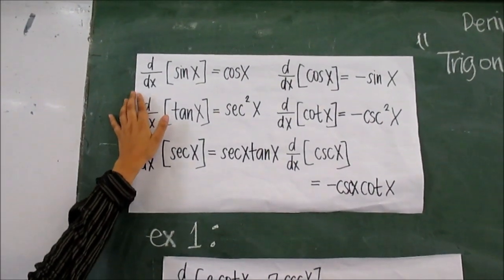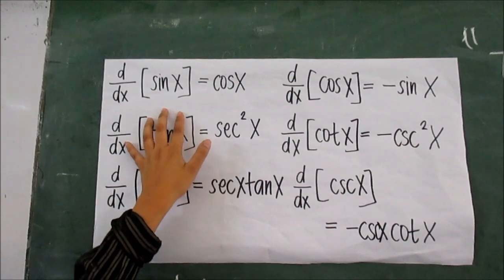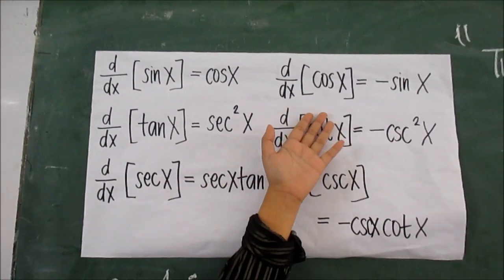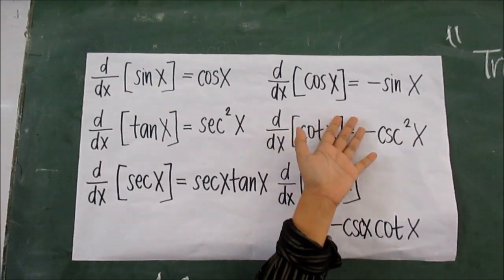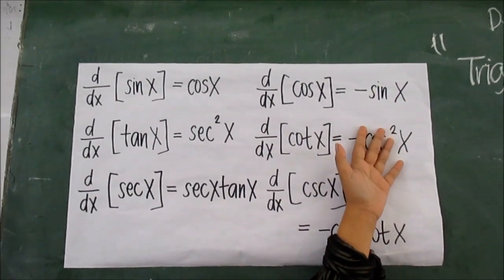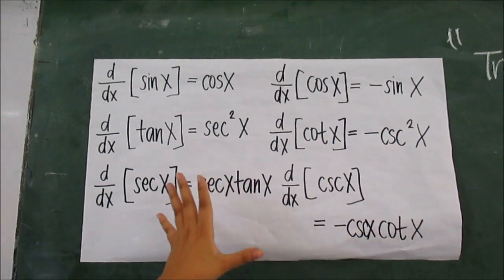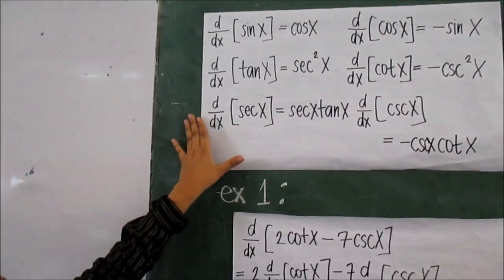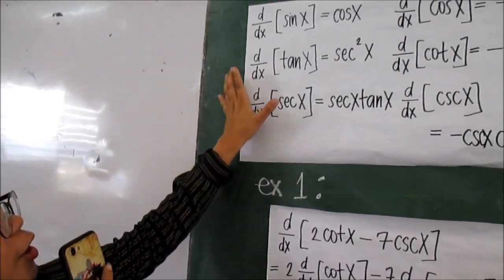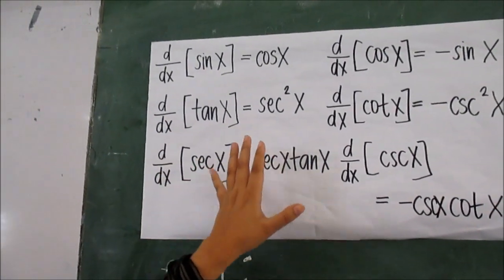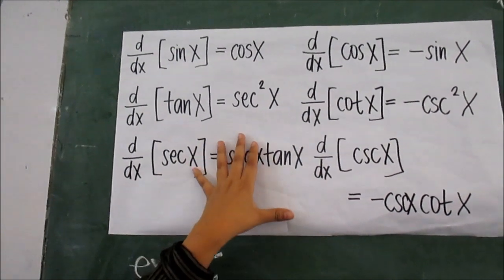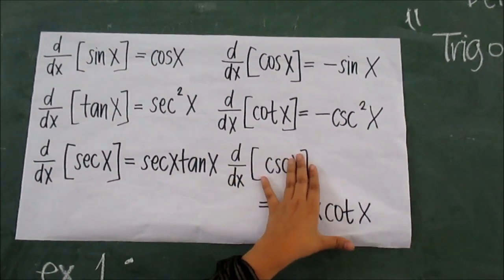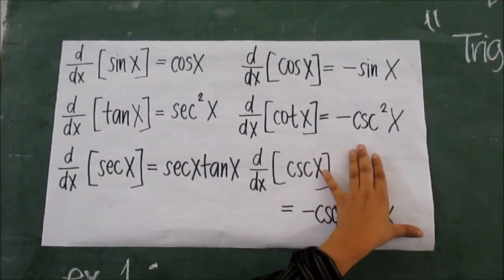We have the derivative of sine x is equal to cosine x. And the derivative of cosine x is equal to negative sine x. Now, look at the pattern. As I stated, we have the derivative of tangent x is equal to secant squared x. And the derivative of cotangent x is equal to negative cosecant squared x.